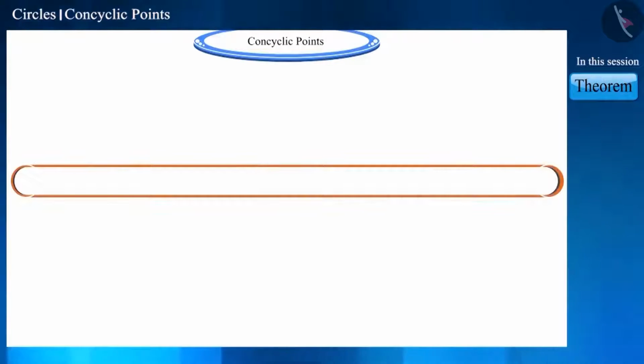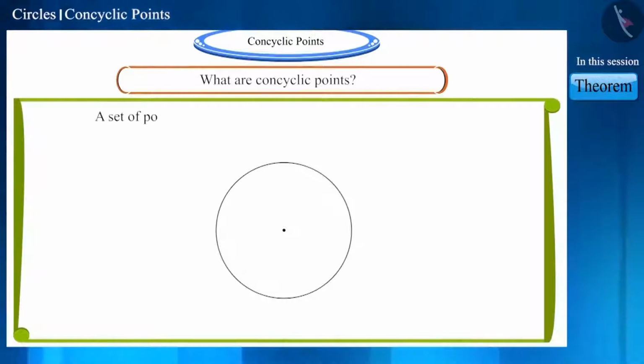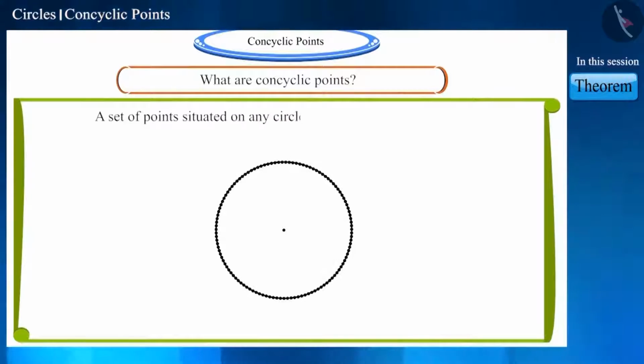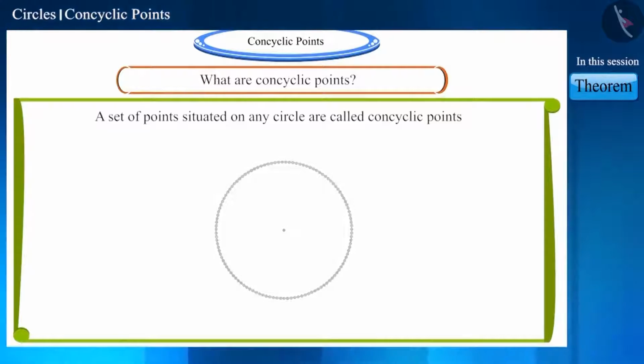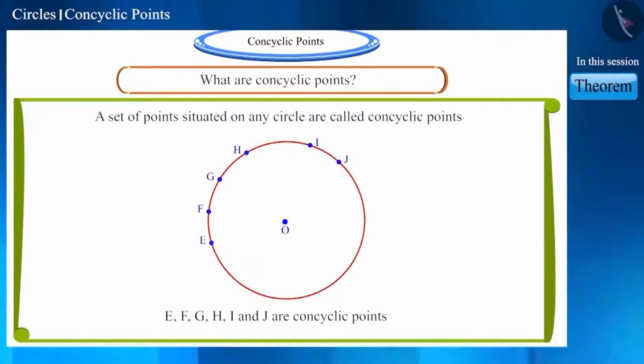First of all, let's understand what concyclic points are. A set of points situated on any circle are called concyclic points. So in this circle, whose center is O, all the points located on its circumference are concyclic points.